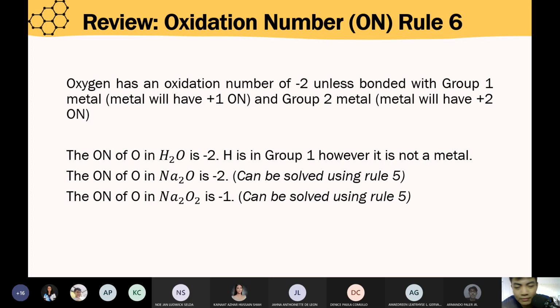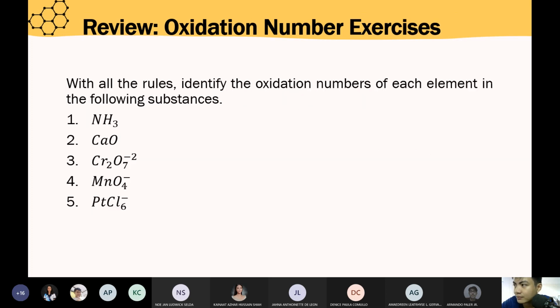Bago tayo pumunta sa mga exercises. Oxidation number 6, rule number 6. Sabi naman dito, for oxygen, it is always negative 2. Okay? Unless it is bonded with group 1 or group 2 elements. Okay? So anyway, ang gusto lang natin kunin dito is oxidation number of oxygen is negative 2 always, unless bonded with sodium, group 1 and group 2 metals. Okay? With all those rules in mind, let's answer these questions.